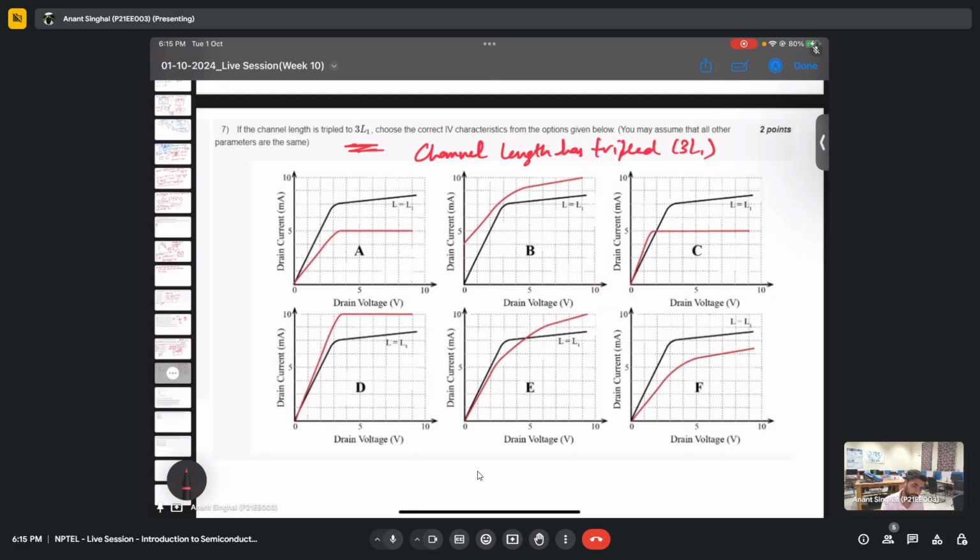But for C in the linear region, the current is higher than that of L1. So is it possible? Not possible. Yeah. So answer would be A. Yeah, so that is a very good analysis for this particular question.